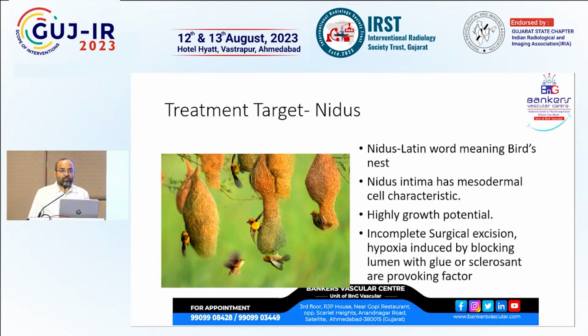So you know the vascular malformation has a nidus, and nidus is a Latin word, it's like a bird's nest, and this nidus intima is very, very important because it has a mesodermal cell characteristic and it has a very high growth potential. So if we want to treat the vascular malformation, we have to target this nidal cell.